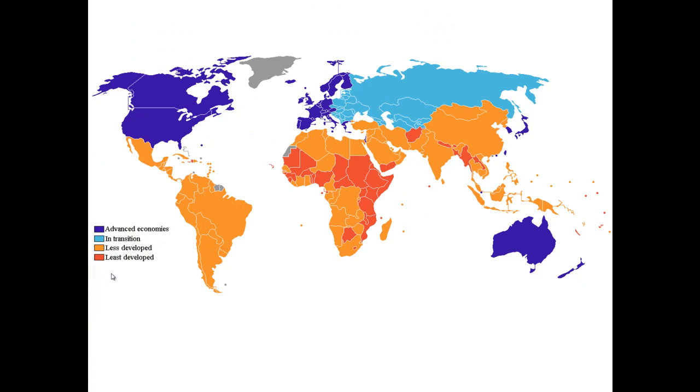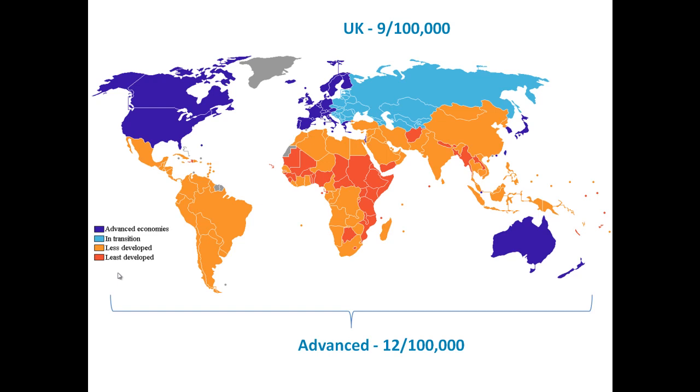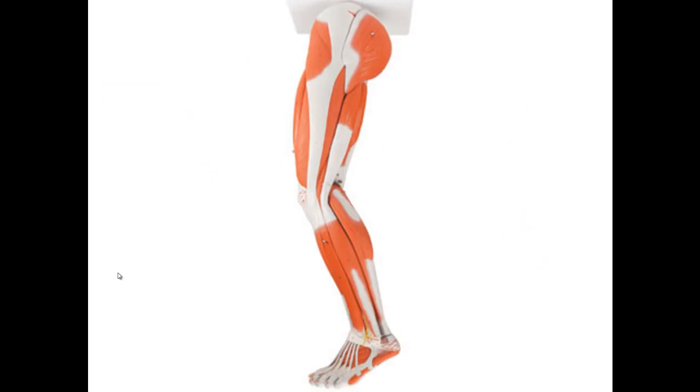Australia ranks poorly by international standards. While there are 9 diabetes amputations per 100,000 people in the UK, an average of 12 in the advanced economies, ours is second worst in the advanced economies with 18 amputations per 100,000 people.